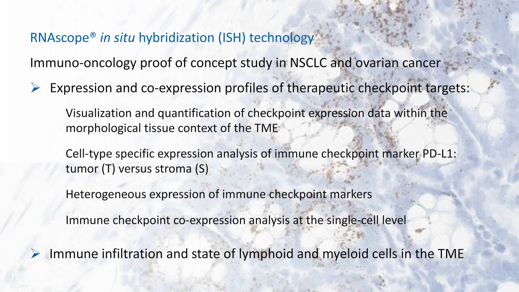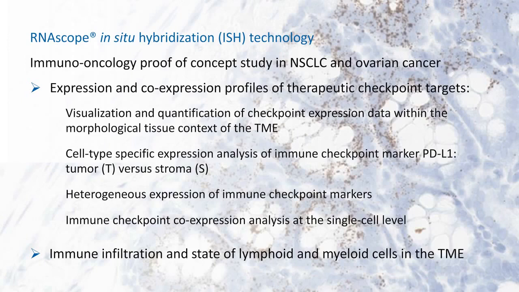The RNAscope methodology involves hybridizing the target-specific oligonucleotide probes to the target RNA. And the target probe is a pool of oligos that is designed using established informatics tools to provide an assay which we guarantee will be single target specific.